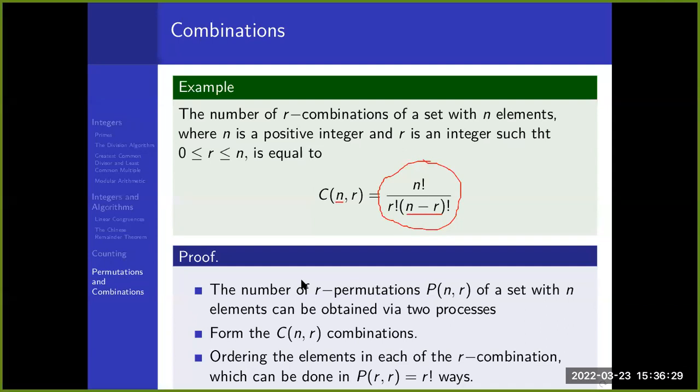How did this happen? Okay, so we can just get the formula. I will fix it and share the slides when it is fixed. So this is the formula that we need to work with to find the number of R combinations from a set with n elements.